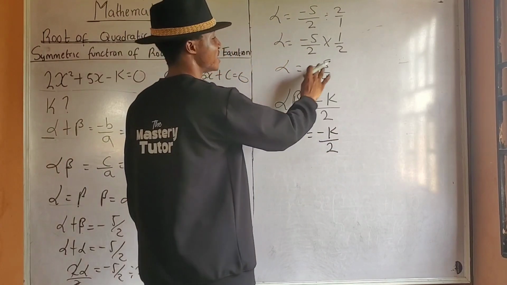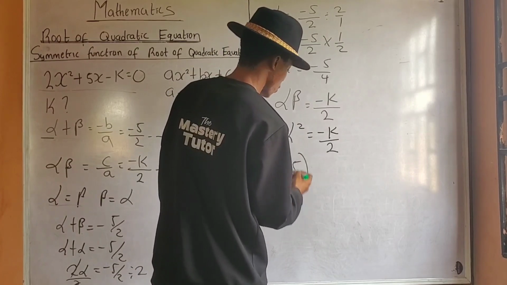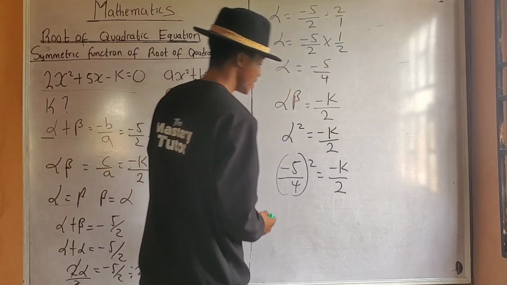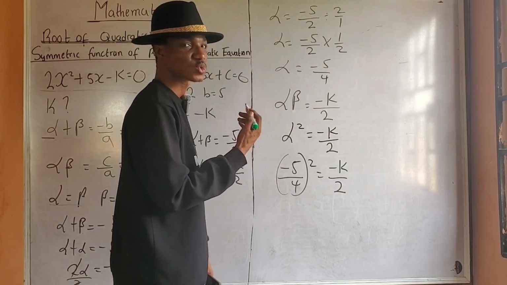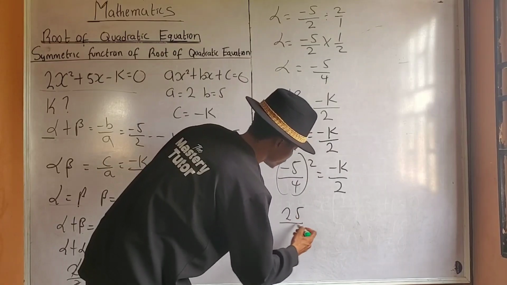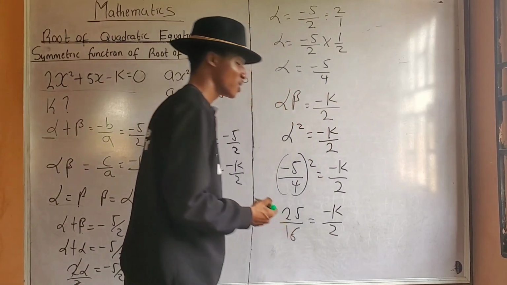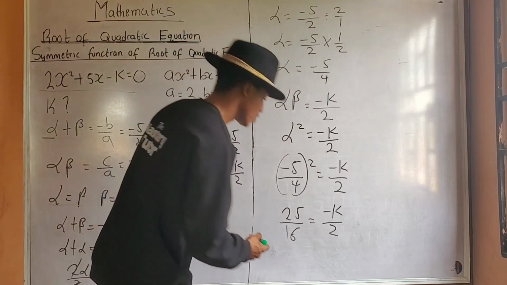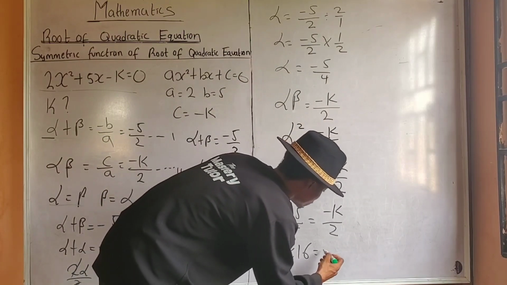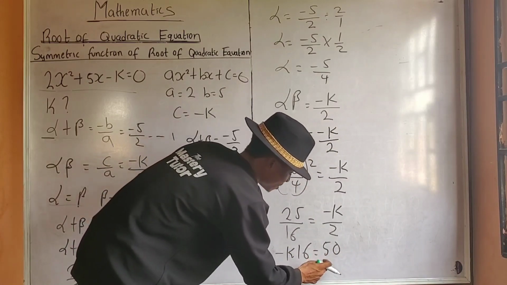Now, since alpha is negative 5 over 4, I'm going to have negative 5 all over 4 squared is equal to minus k all over 2, right? Minus 5 over 4 squared, that is what? 25 over 16, right? So I'm going to have 25 all over 16 is equal to negative k all over 2. I'm going to take the cross product, right? So I'm going to have negative k multiplied by 16 equals 50, because 2 times 25 will give me 50, all right?